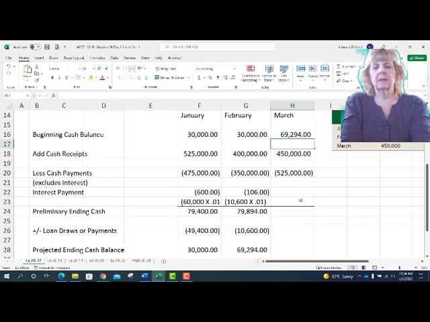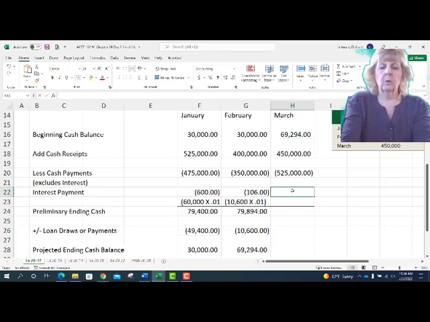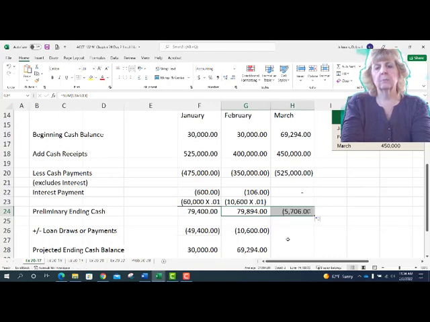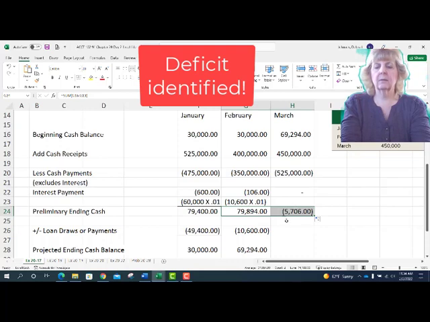And I'm ready to do the same thing. I don't owe any interest because my balance is paid off. I'll just copy my footing formula over from the previous month. Now I have a deficit. Okay, this is the month that all business owners hate to see, when they don't have enough cash to pay for their expenditures that they've budgeted out.